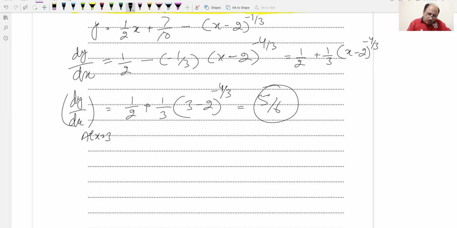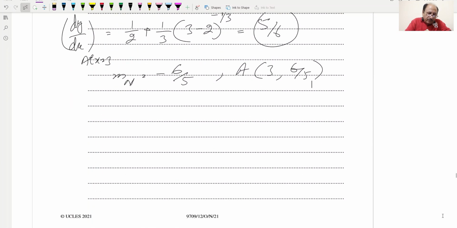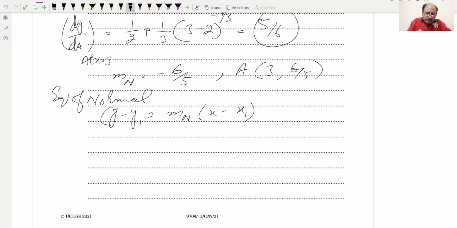So now the gradient of the normal will be the reciprocal and change sign, so minus 6 by 5, and the point we will be using is 3 and 6 by 5, and we will be writing the equation of the normal. Now the equation of the normal will be what? y minus y1 is equal to the gradient of the normal into x minus x1, and this is the equation of the normal in point slope form.